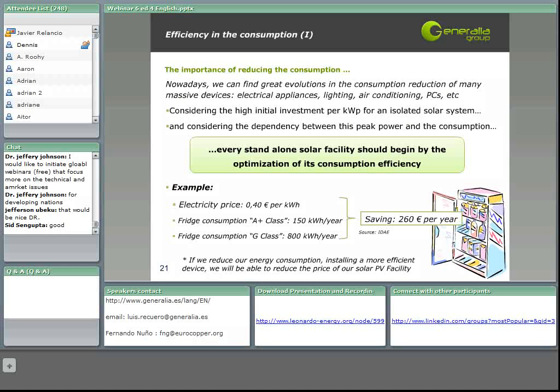The very old fridge used to consume 800 kilowatt hours per year on average, and nowadays a new fridge can consume 150 kilowatt hours per year. This means a saving of 260 euros per year.